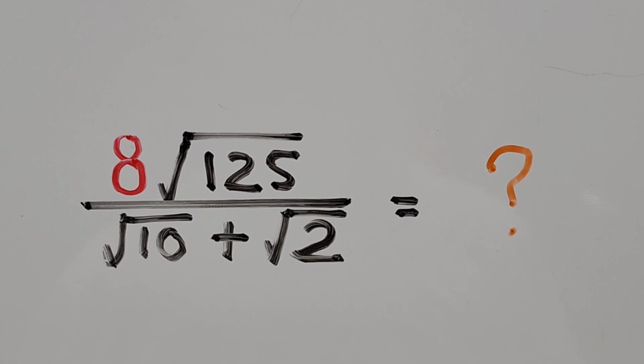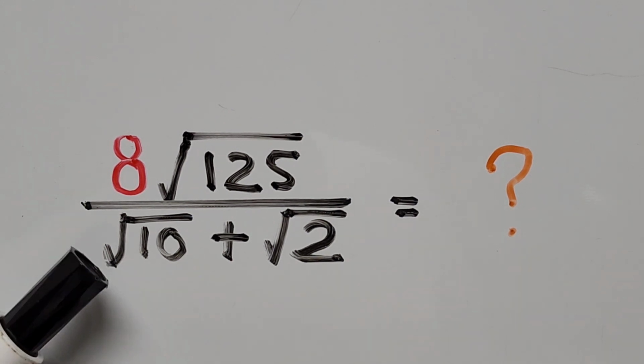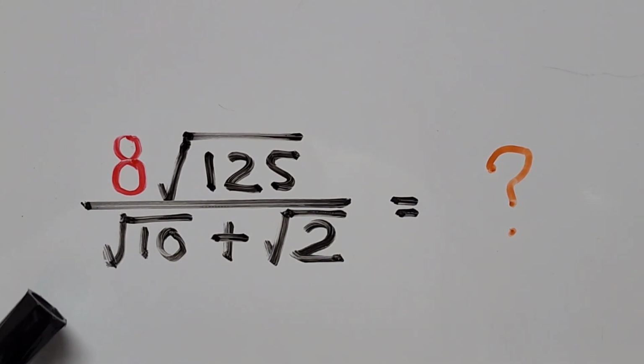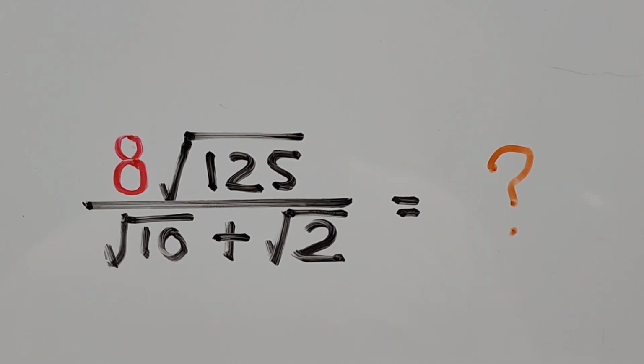We have here a radical expression: 8 times the square root of 125 divided by square root of 10 plus square root of 2. And in here we're going to simplify the radicals. In simplifying radicals, if you notice, the denominator contains radicals, square root of 10 and square root of 2. All we have to do is get rid of those radicals in the denominator. So how do we get rid of them?